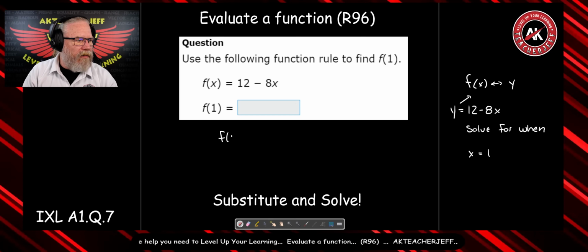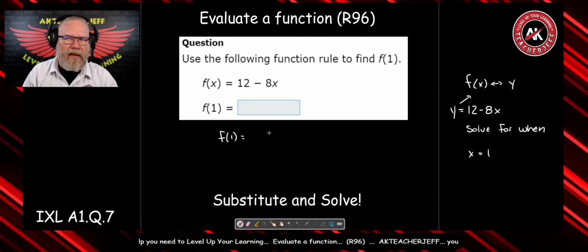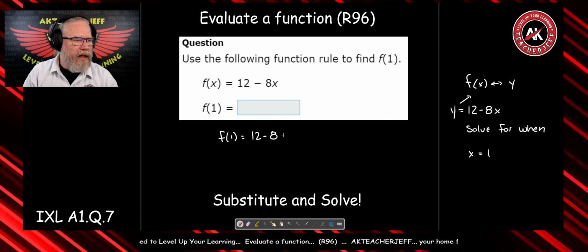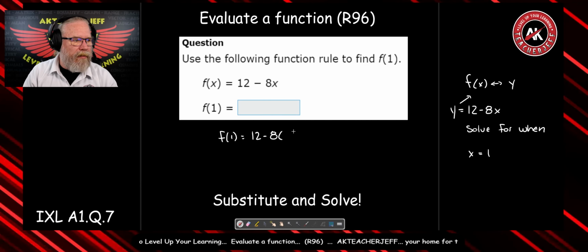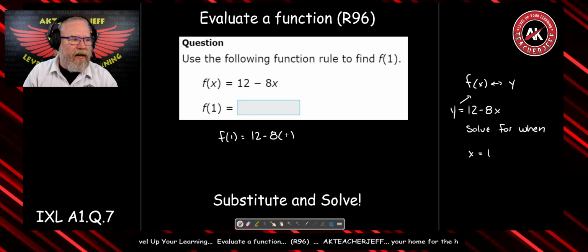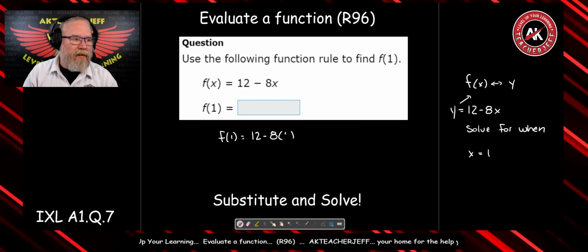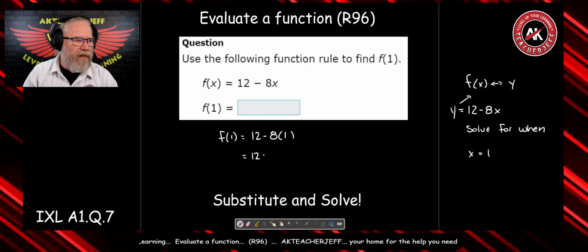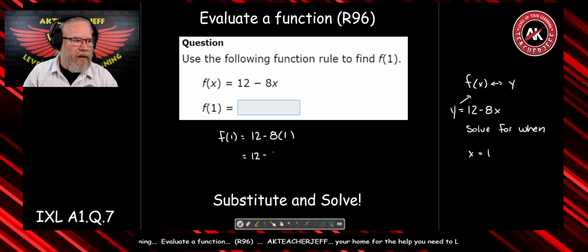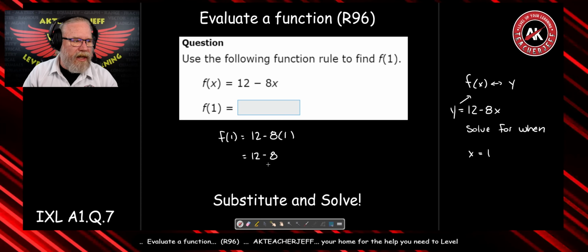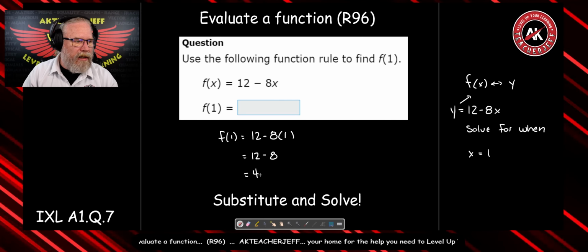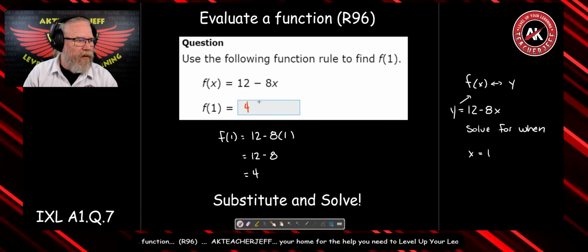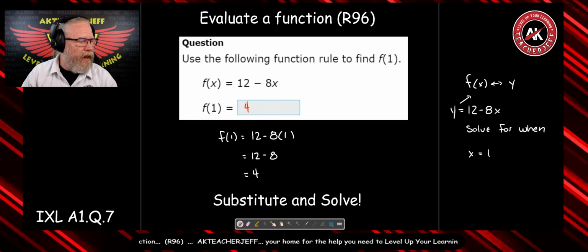We're going to write it as f of 1 because 1 is what we're plugging in. And we're going to do 12 minus 8. Then wherever we see the x, we're just going to put a parenthesis in place of the variable and then put whatever it is that we're supposed to be substituting, 1. So in this case, we're going to have 12 minus 8 times 1, which is 8. And then 12 minus 8 is 4. So in this case, f of 1 is 4 for this given function rule.